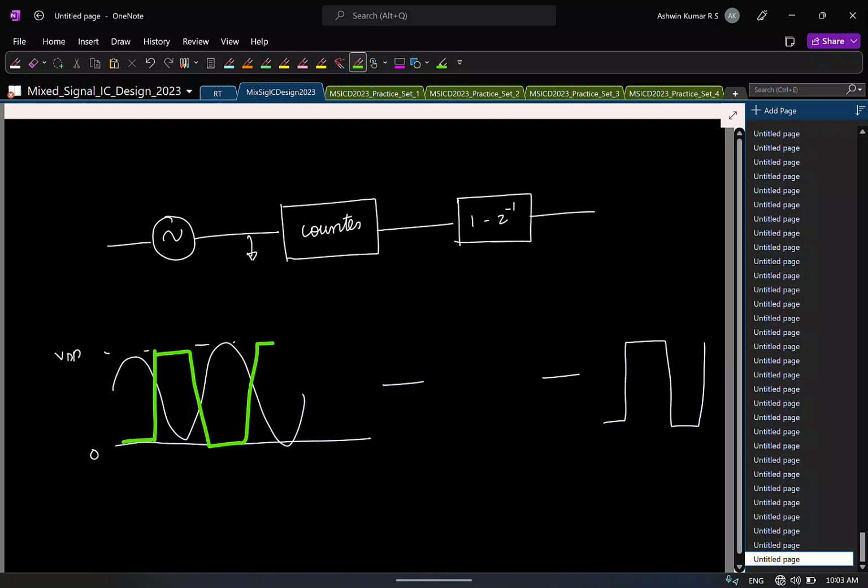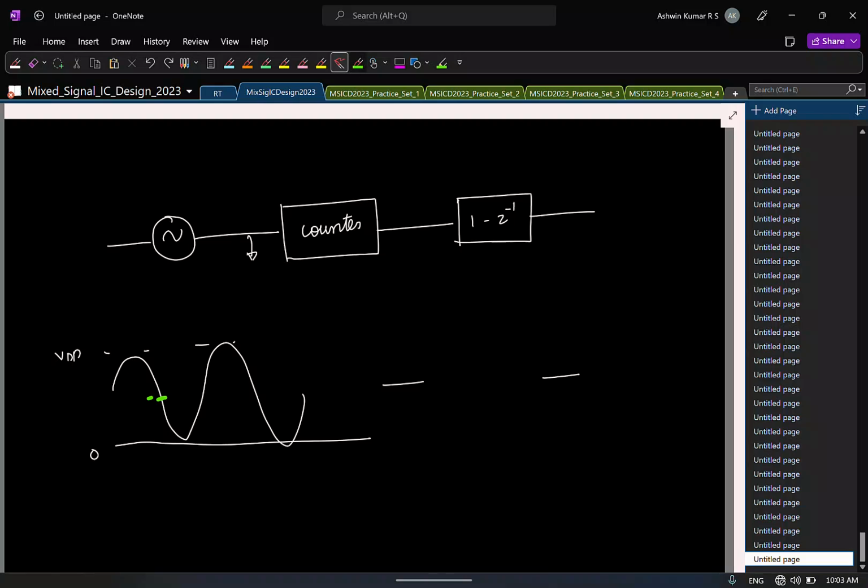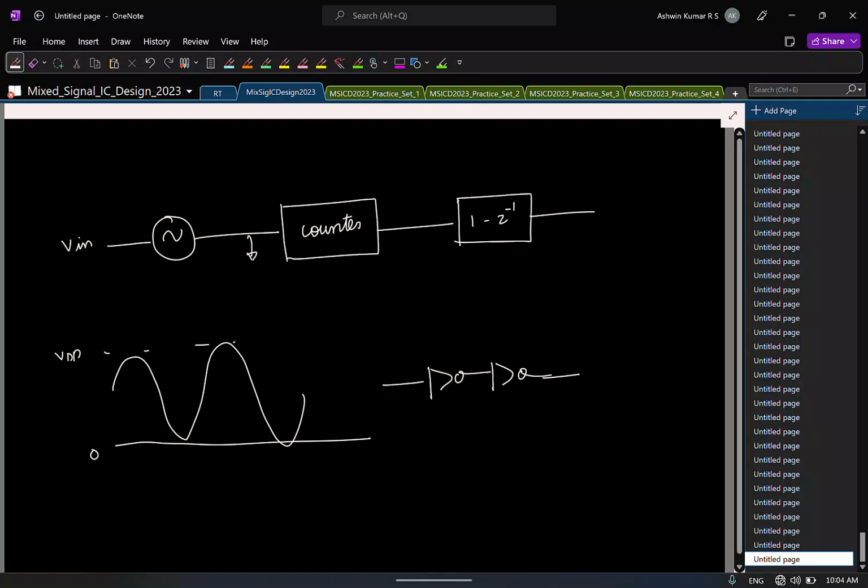CMOS inverter? Understand? CMOS inverter, what does it do? If the voltage is greater than the switching threshold, it switches. So basically you just put a bunch of inverters here, and you are set. Okay. So this directly gives you a first order noise shaping ADC for free.